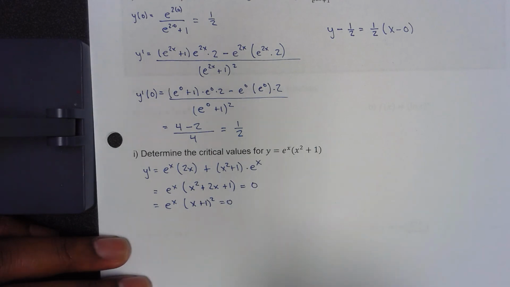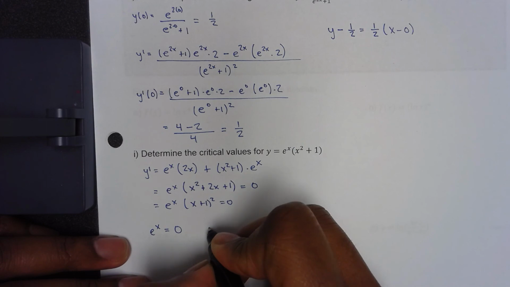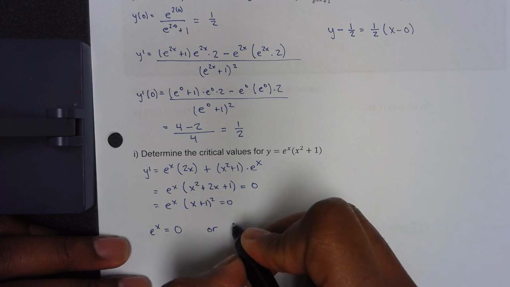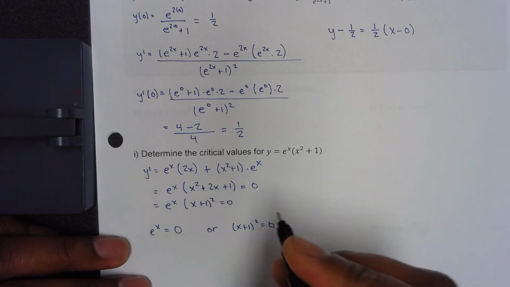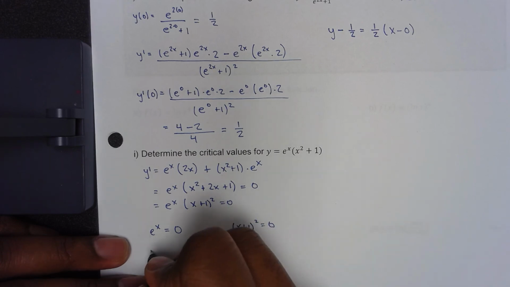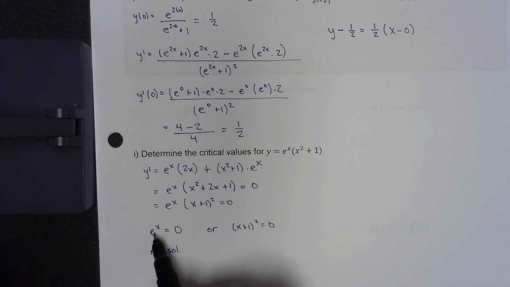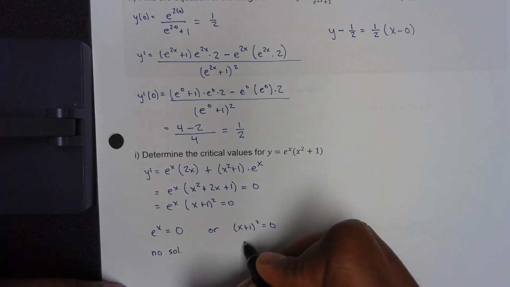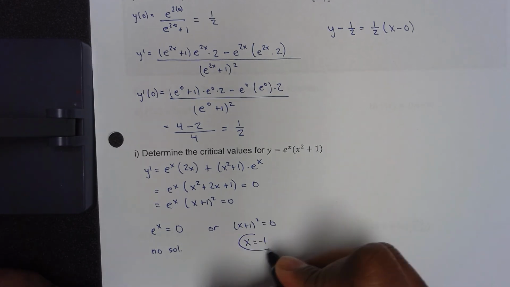So the two things that could happen, either e to the x equals 0 or x plus 1 squared equals 0. This one has no solution. E is a positive number. You cannot raise it to an exponent and get 0. So this is no solution. This other one is obvious, x equals -1. So the only critical value we have is x equals -1.